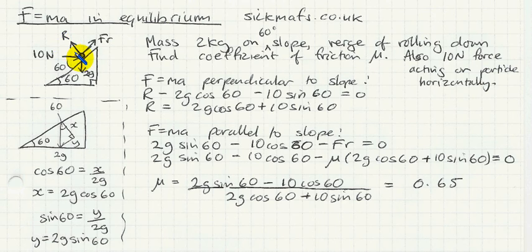So R, we're going back to the perpendicular direction to the slope, so R minus 2G cos 60, because perpendicular means cos, that's 2G cos 60, and there's this 10 Newton force. Now, you know this 10 Newton force, it's going horizontal, what did it say? Horizontally, right? So horizontally means, well, there's a floor here which is also horizontal, we assume.